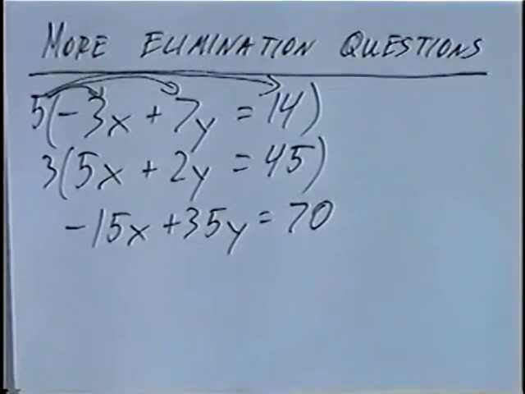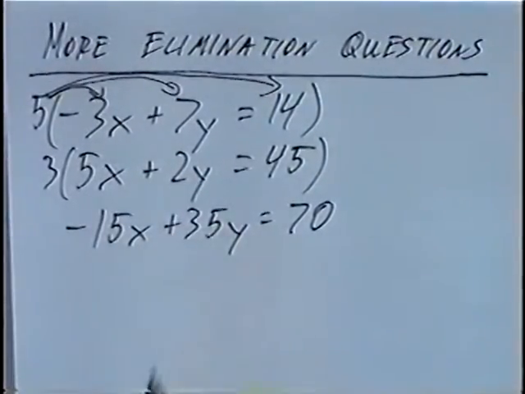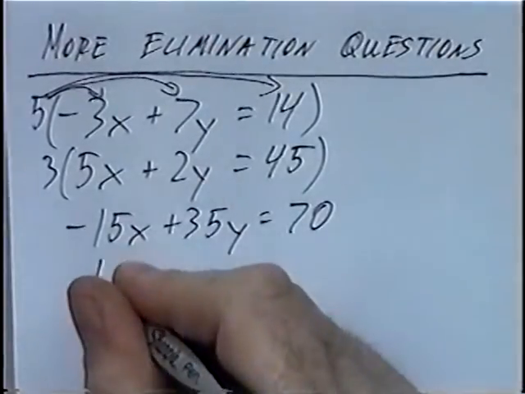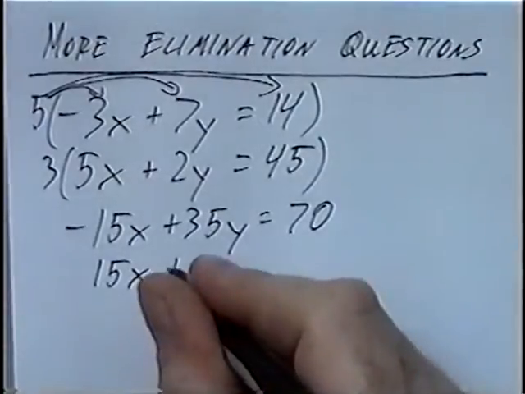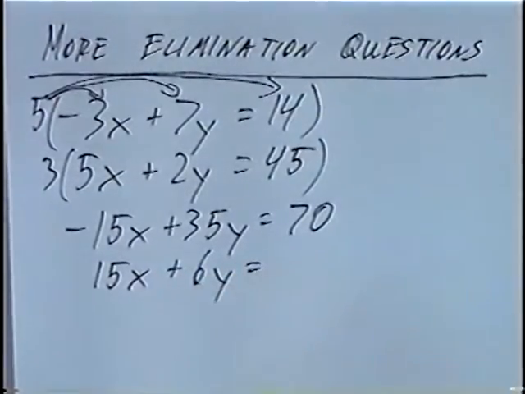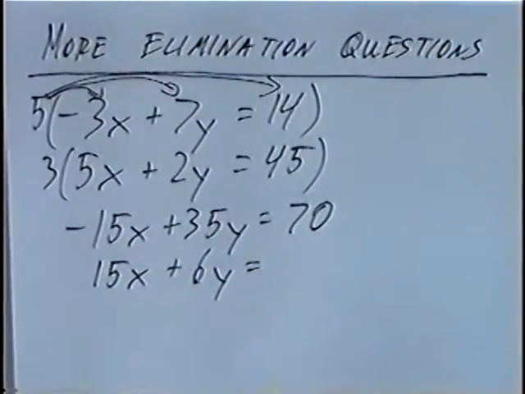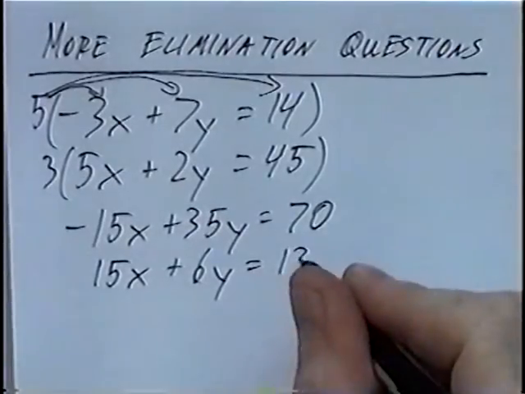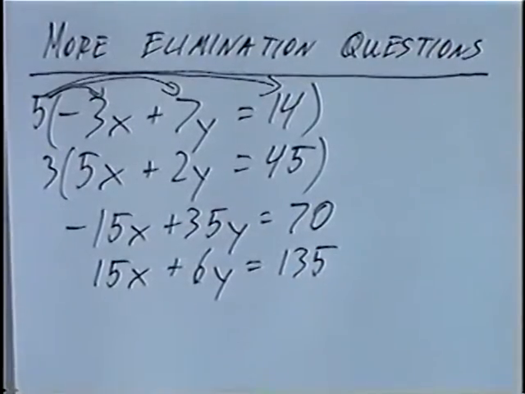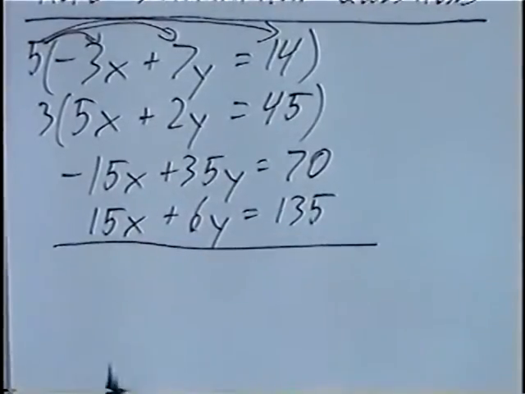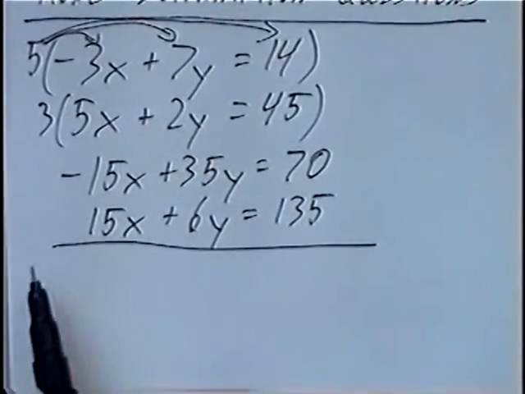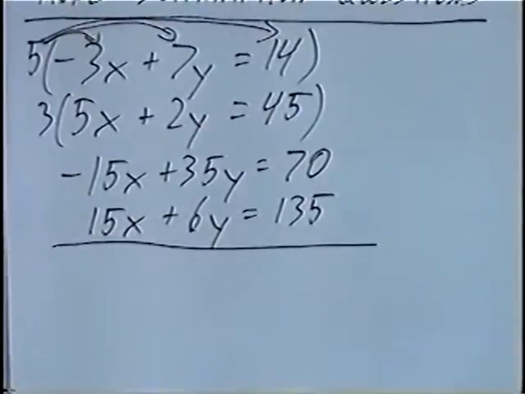Second equation, 3, again times each term. 3 times 5x would be 15x. 3 times 2y would be 6y, and 3 times 45 would be 135. From here, the x's have the same coefficient, 15. It's okay if they're different signs.